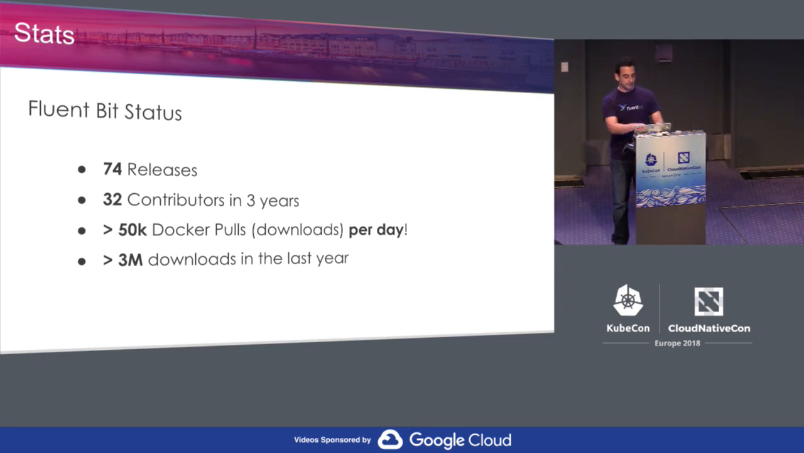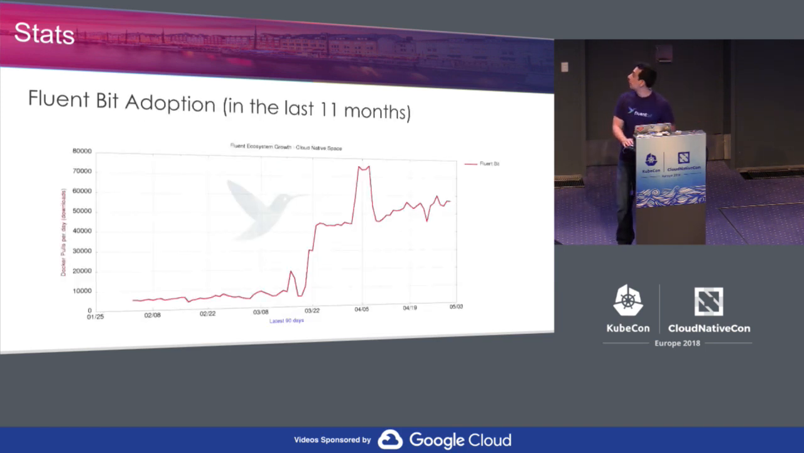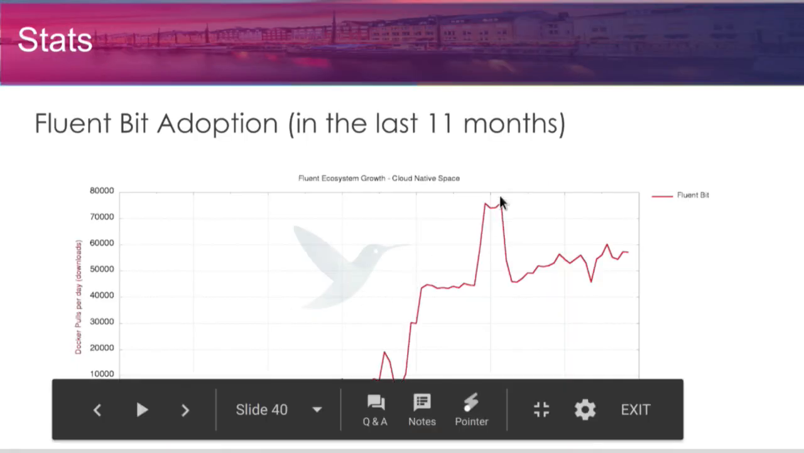And what do 50,000 downloads mean? 50,000 nodes that are created every day somewhere that need a logging solution are choosing Fluent Bit. And these same metrics apply for Fluentd. So people use Fluentd and Fluent Bit in different scenarios. This is how it's growing. Somebody here was testing it, but he didn't like it.